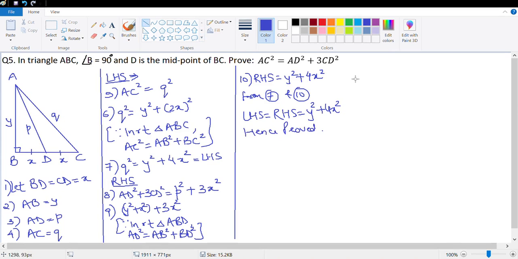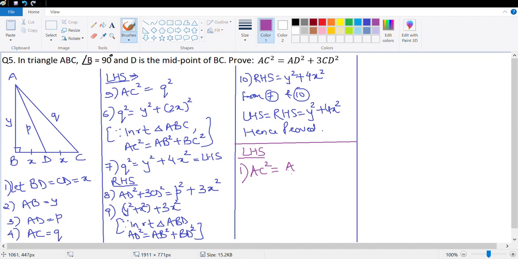Let's look at the same question using the other method where we use the letters instead of the variables that we've created. So let's look at the left hand side. We will start with point 1 now again. So 1 says left hand side is AC square. So AC square is equal to AB square plus BC square, since in right triangle ABC using Pythagoras theorem.